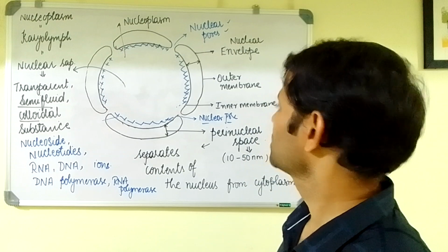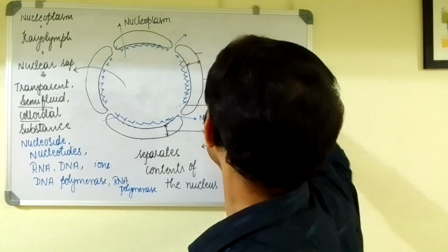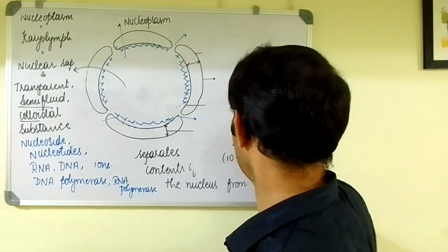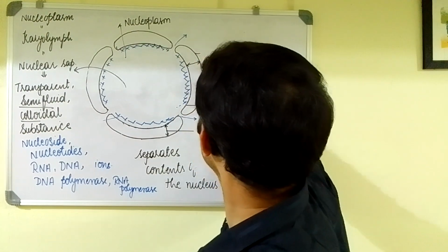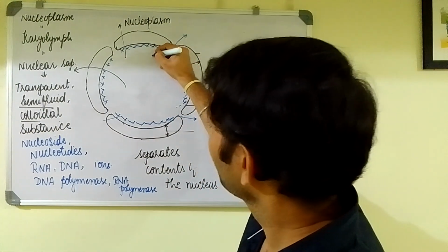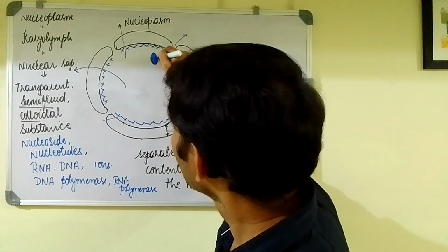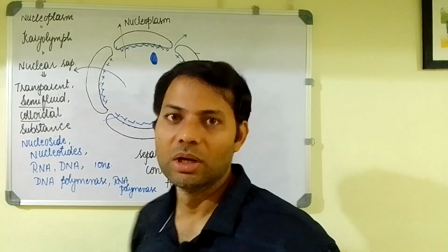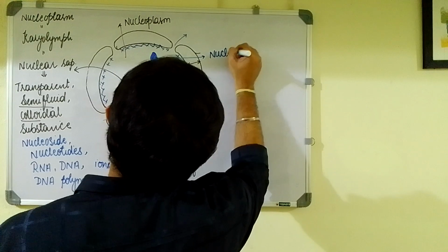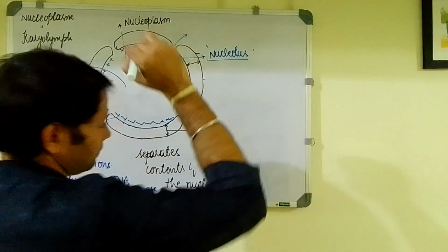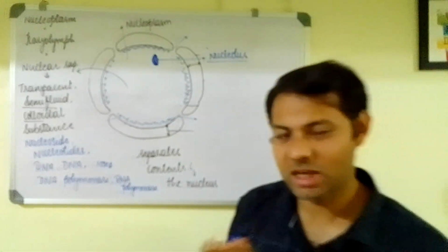Nucleolus is a small spherical structure. I am erasing this so that I can make some space for the nucleolus. Because you have already seen the labeling of the outer membrane and inner membrane, I can erase it and use this space for my nucleolus. Within the nucleus, you have a spherical structure, and this spherical structure is called the nucleolus. Now, pay attention. This nucleolus is a non-membrane bound structure. It does not have any membrane around it.